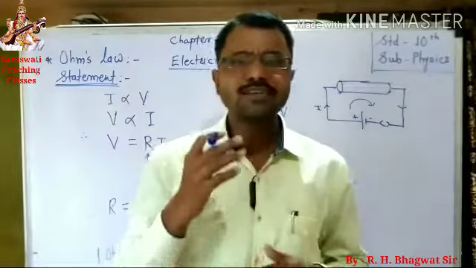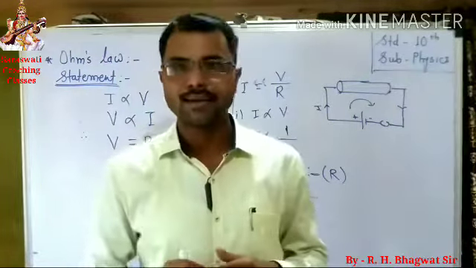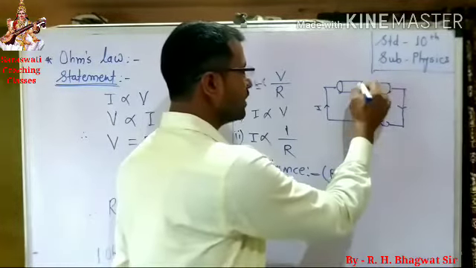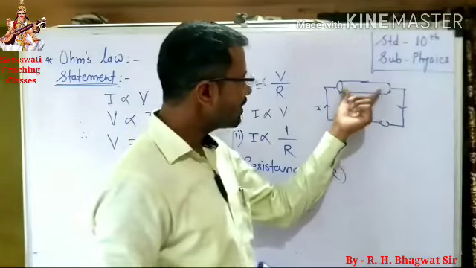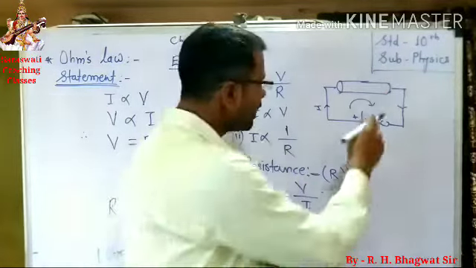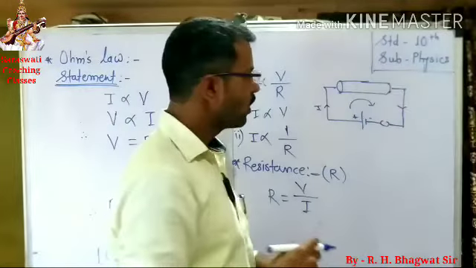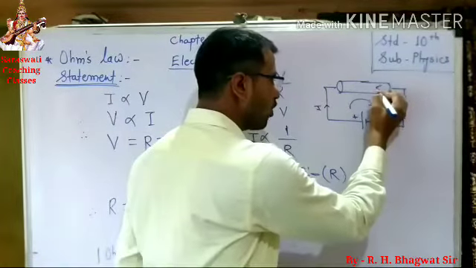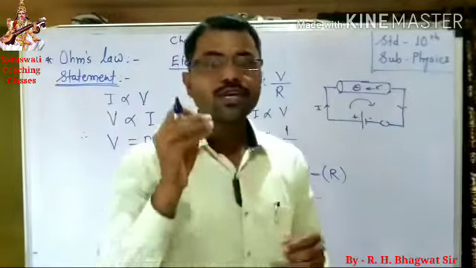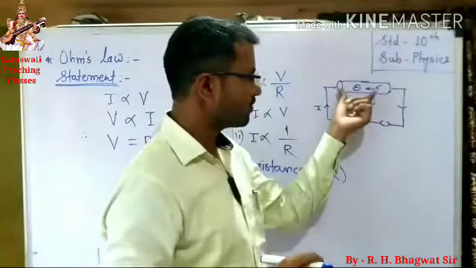Now the resistance of a conductor is given as R is equal to voltage divided by current. Now how does this resistance get produced in that conductor? We know that there are a large number of free electrons in that conductor. When we connect that conductor across a battery, the electrons flow through that conductor. During that flow of electrons, they collide with the positive atoms of that conductor.